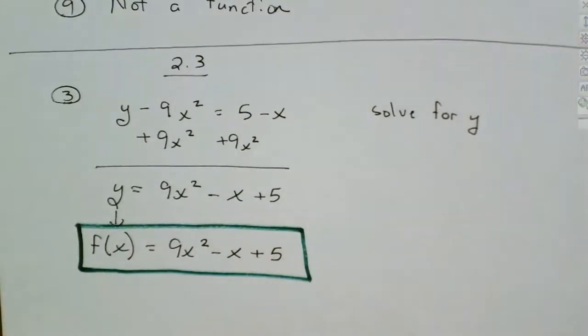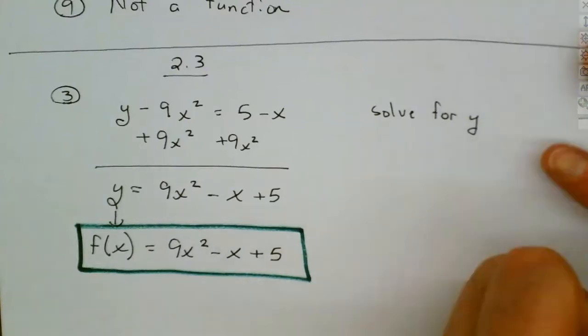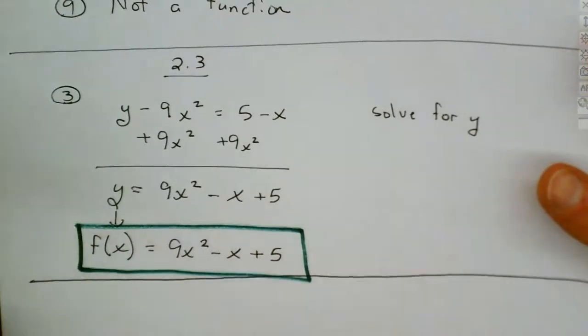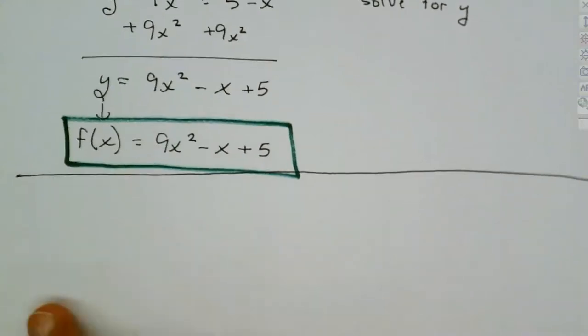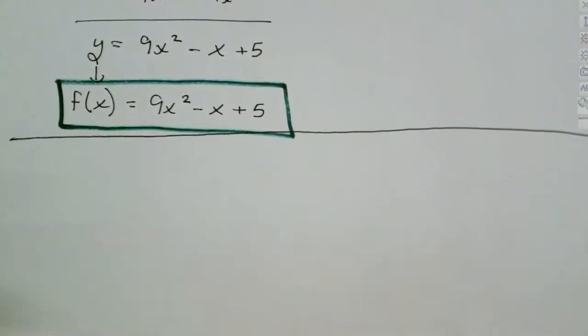Okay, so all I did was I moved that 9x squared over and replaced the y with f of x. That is it. A lot of times in this chapter, students try to overcomplicate it because they think there's a lot more to do. A lot of these questions are yes or no. They're very simple questions. They might have concepts that you have to think about a little bit, but they're very simple. So some of these, there's nothing really to do.